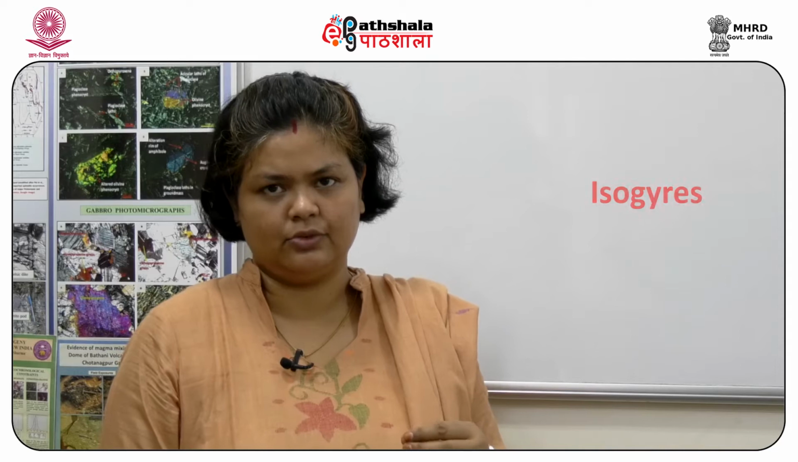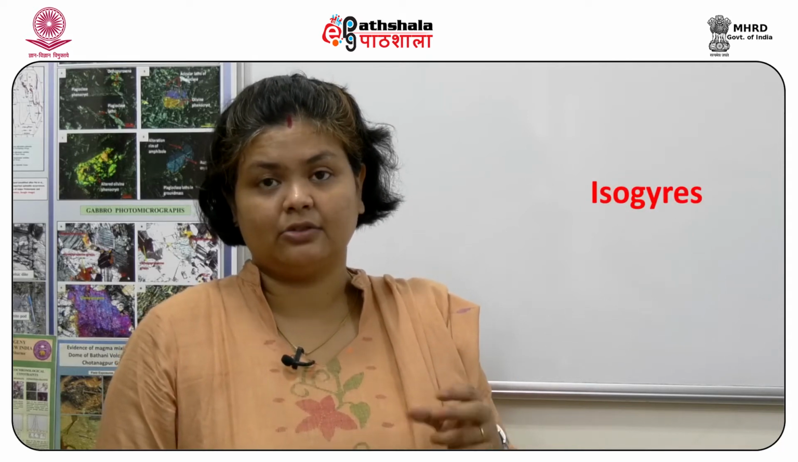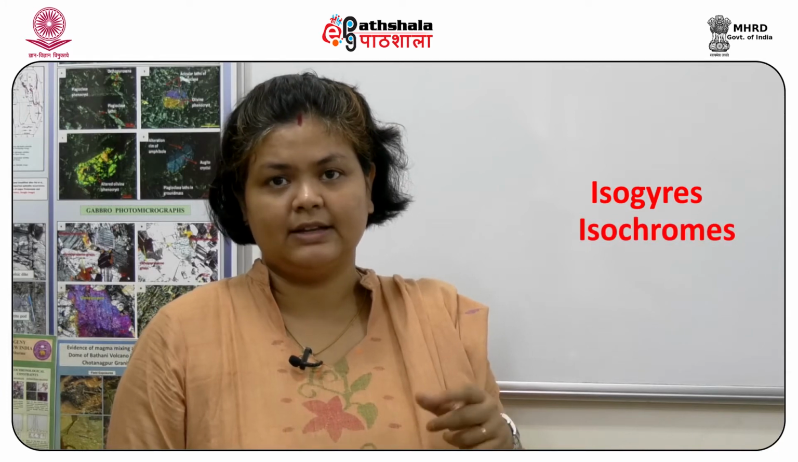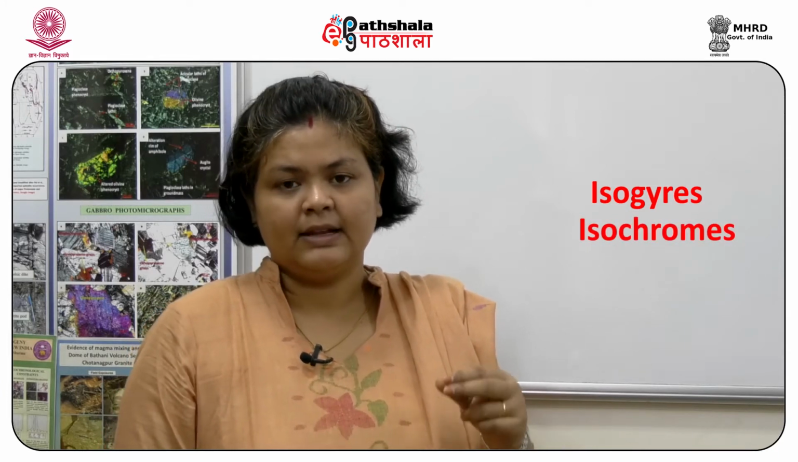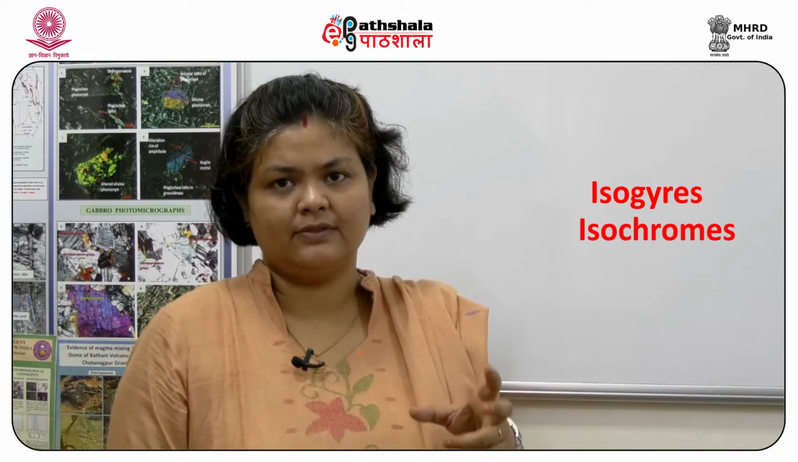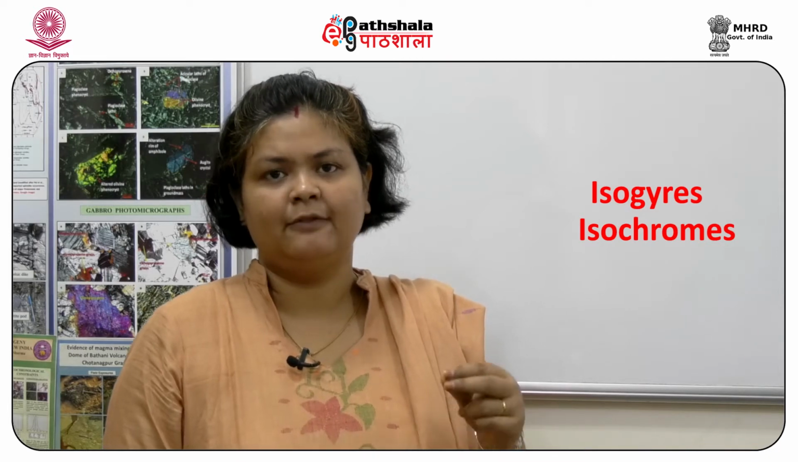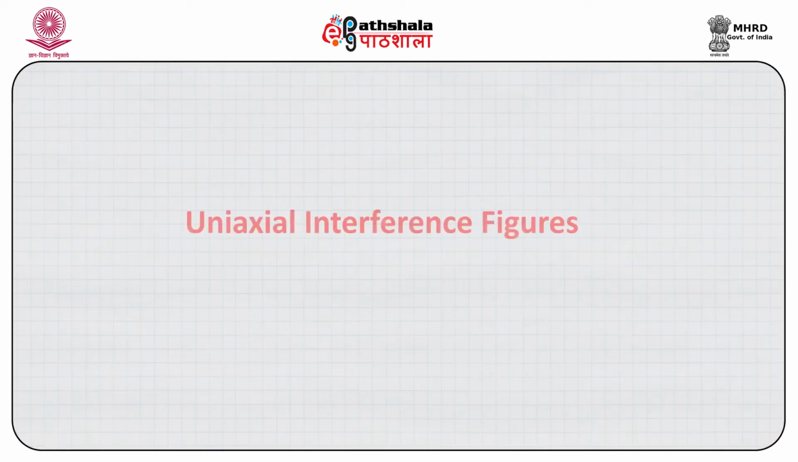So, in an interference figure, we usually observe two types of structures. We have one set of dark cross which we call isogyres, and we have a set of colored rings called isochromes, which are interference color rings. Depending on the type of mineral we are observing and on rotation of the stage, these figures, isogyres and isochromes, will vary. Now we will discuss uniaxial interference figures.